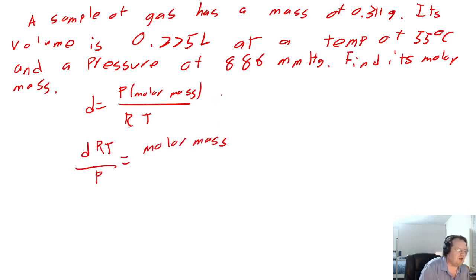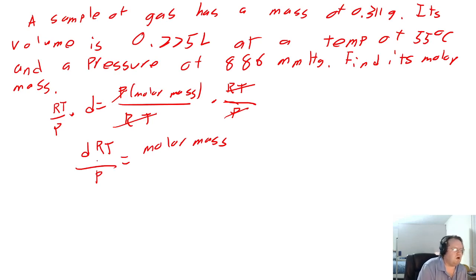So just to show, I don't think you need to show this every time, I multiplied by RT over P on both sides. And what that did is this pressure on the bottom cancels this one on top. This RT on the bottom cancels this one on top. So that's how I picked what to do. I went, I need to get rid of the RT and the P, so I used the inverse of it. And I have to multiply on both sides so that nothing gets changed overall.